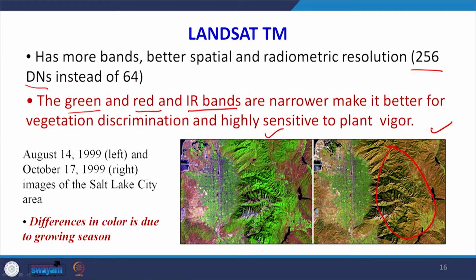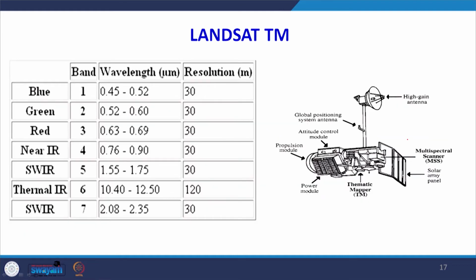If you see here, you find that there is a difference in the color, and it is because of the crops. In one season it is growing, in another season it is not there, and because of that we can get the difference. So, once we are using the images of different seasons and different years, we can find out the kind of crops available at one particular instant and the changes taking place in the area.